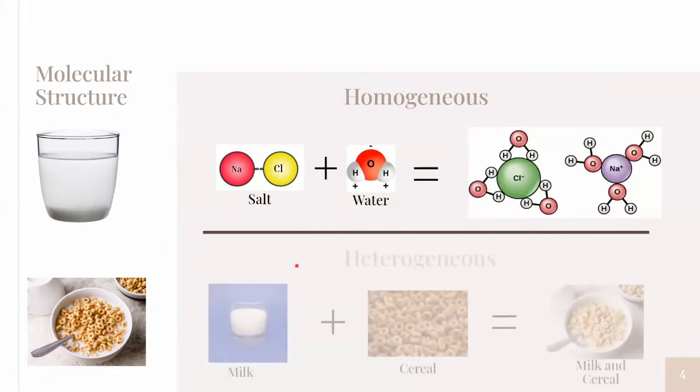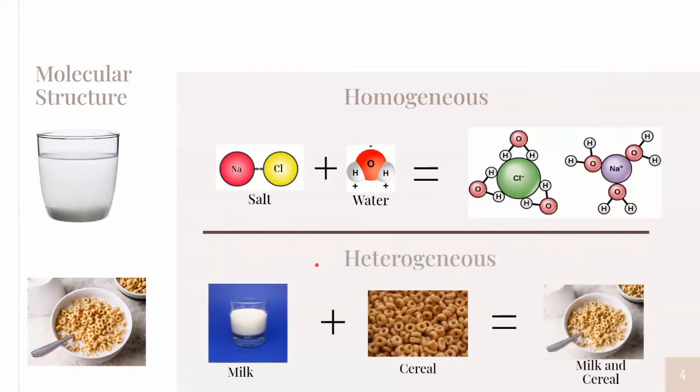The other example is of a heterogeneous mixture, which is milk and cereal. When the cereal is added to the milk, there is no dissociation on the molecular level. You can easily differentiate between the two substances, and every spoonful of milk and cereal could have a different amount of each substance. Therefore, we can conclude that this is a heterogeneous mixture because it lacks a uniform composition.